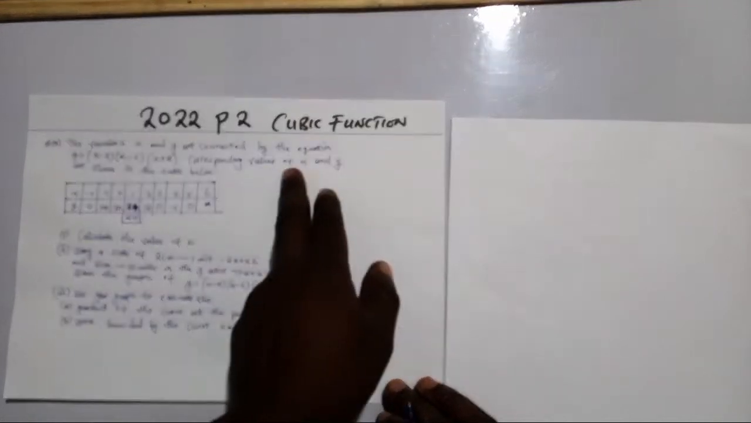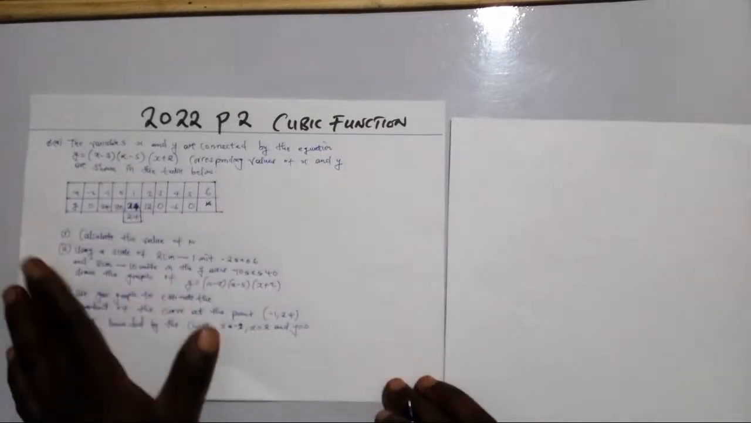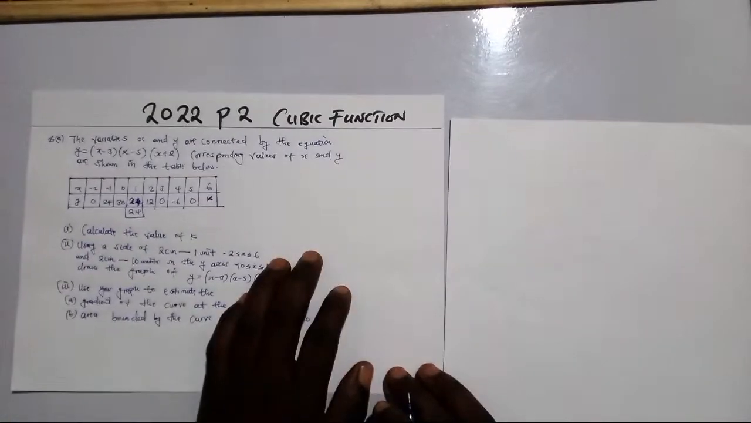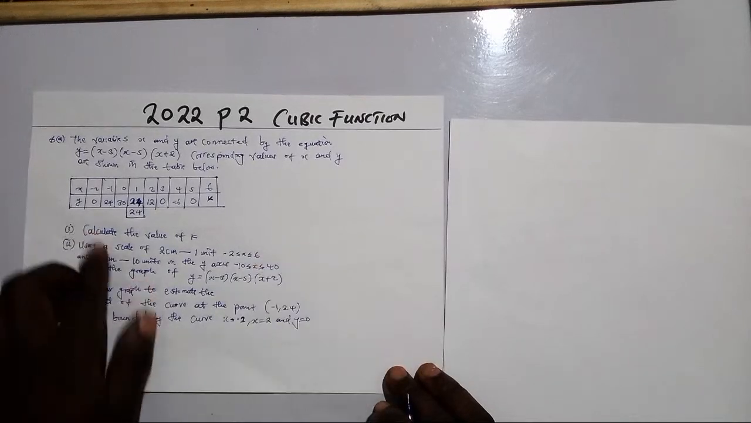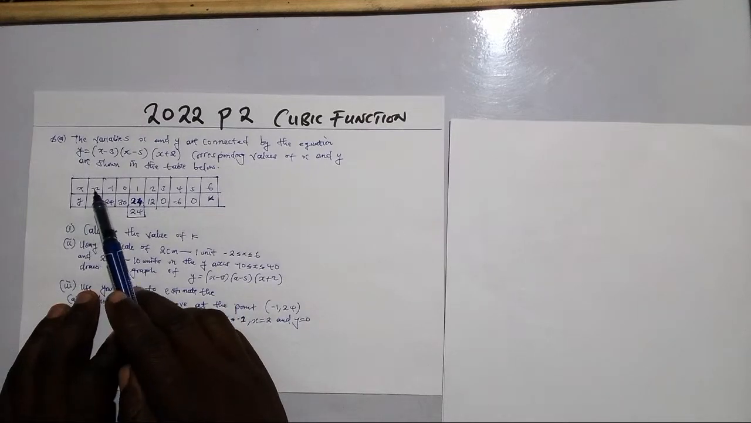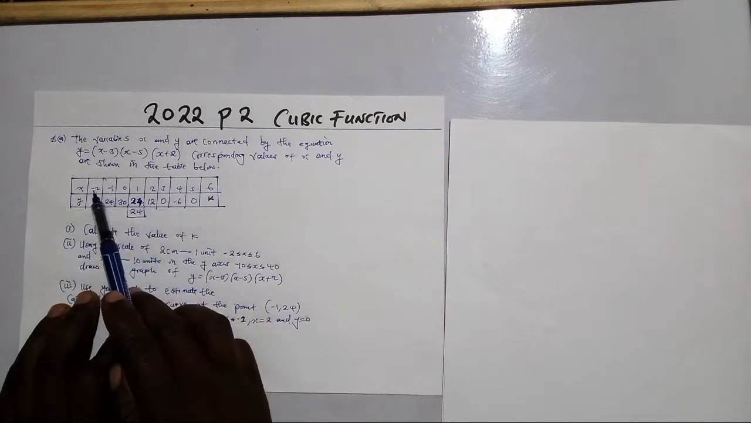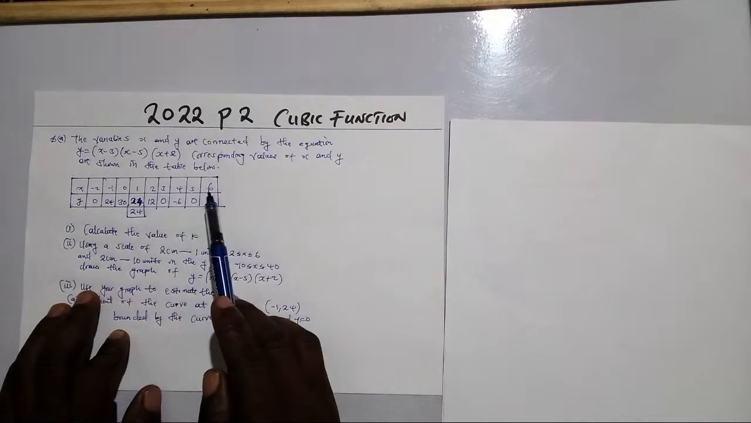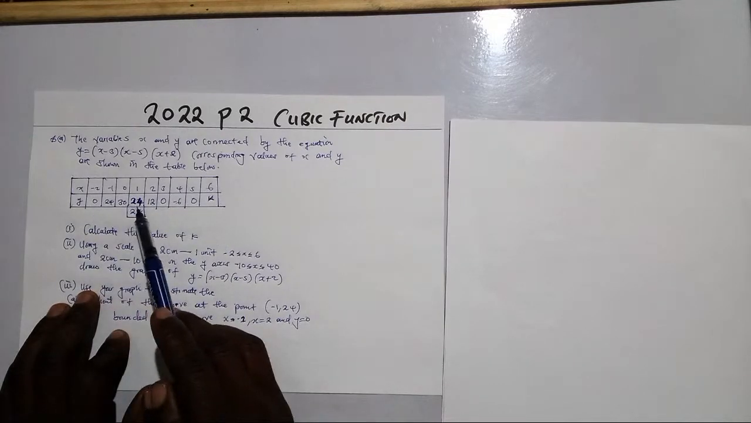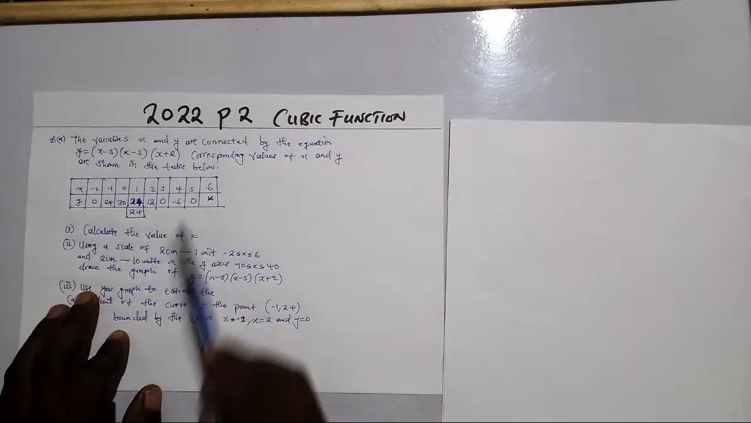They are saying these variables x and y correspond. The corresponding values of x and y are shown in the table. These are the values which they are saying correspond. This is for the x values, it starts from negative 2 up to 6. And for y: 0, 24, 30, 24, 12, 0, negative 6, 0, and k.